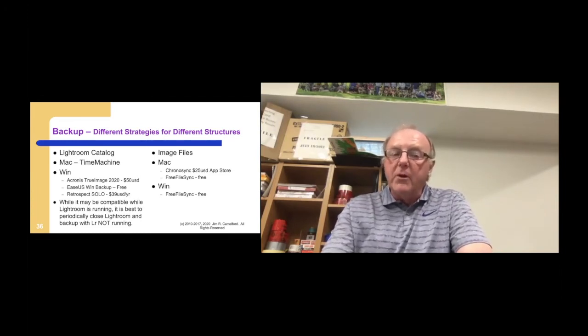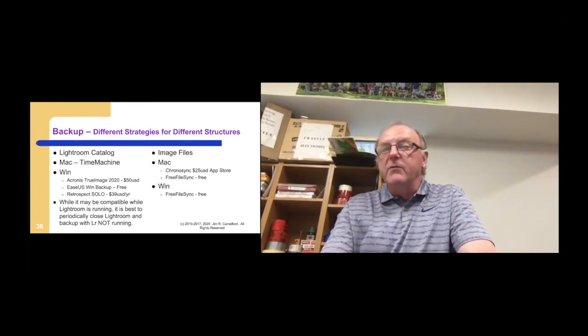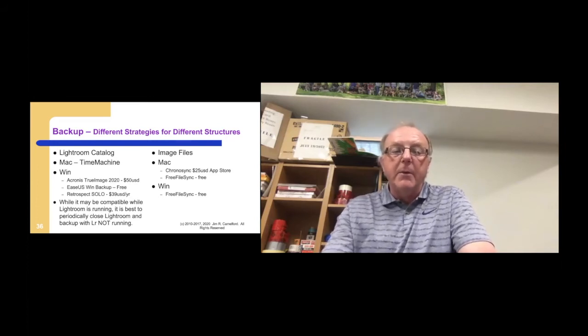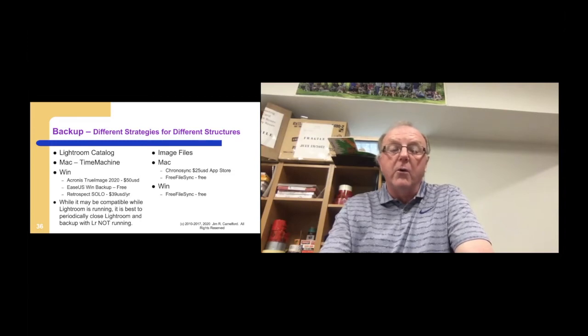Some people within the club are using EaseUS Todo Backup. It's free. It has a different set of tools, but again, you can make a complete image backup of your system, including your catalog, and do that. And then the other thing is from a company called Retrospect Solo. It's a bit more expensive. It's $40 a year, and that's an ongoing subscription.